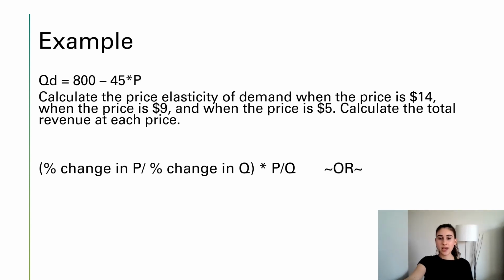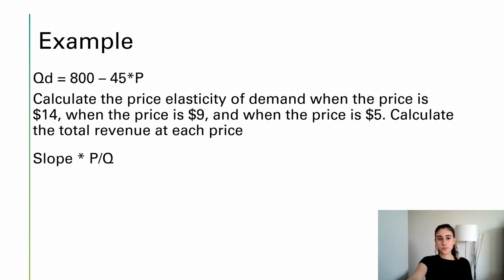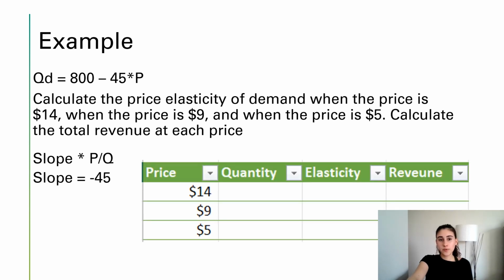As a reminder, elasticity mathematically is the percentage change in quantity divided by the percentage change in price, or the slope of the demand equation times price over quantity. For this example, we are going to use this second definition since we are given the slope here, which will simplify our calculations. To solve this problem, again, we're going to use this equation, slope times price over quantity equals elasticity, and we substitute slope to be negative 45.